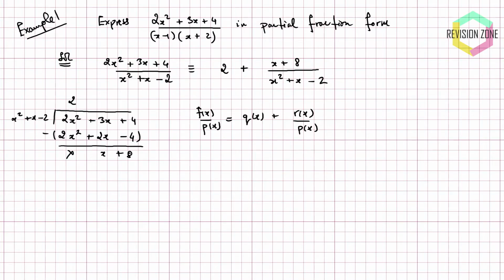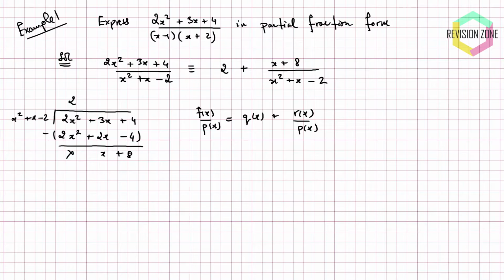And that makes perfect sense because 2 happens to be my quotient. My remainder is obviously x plus 8. And then that's the thing I was dividing by. And of course, this is not top heavy anymore, right? The numerator is of a smaller order than the denominator.